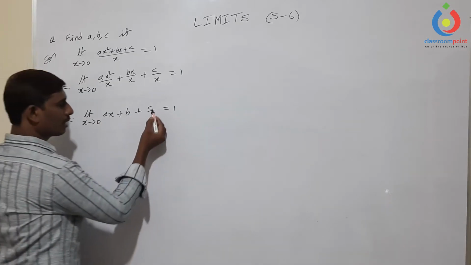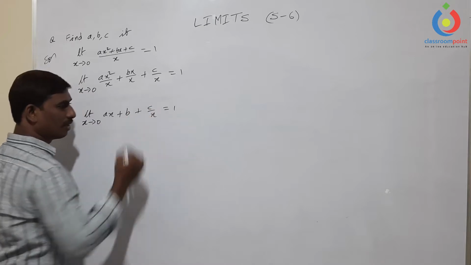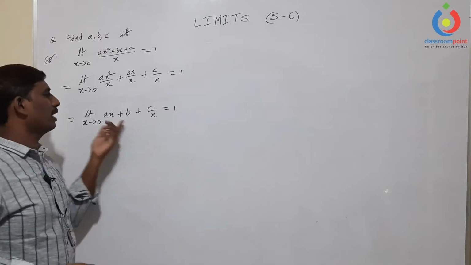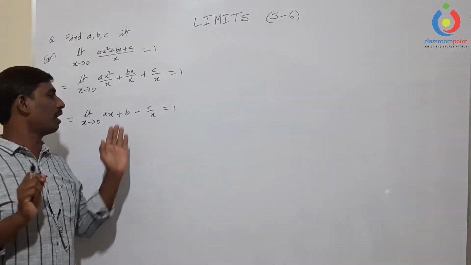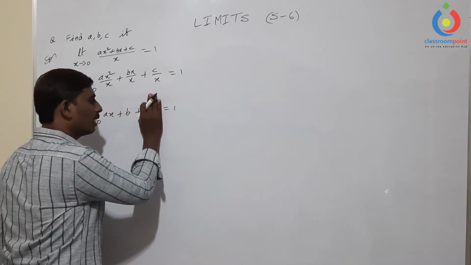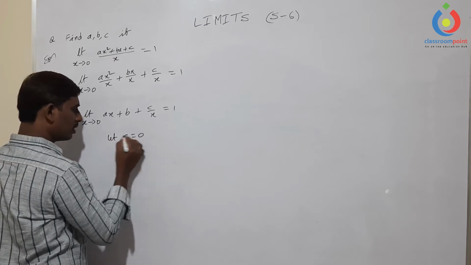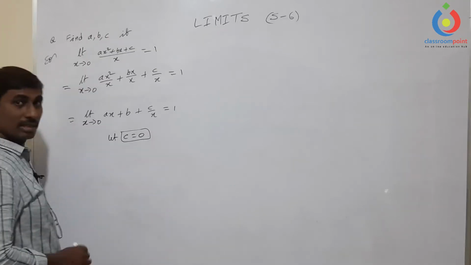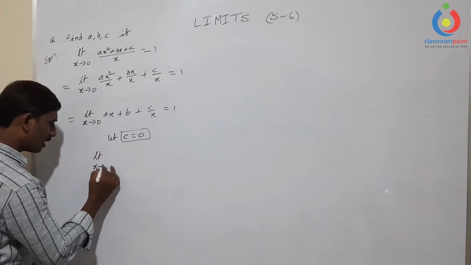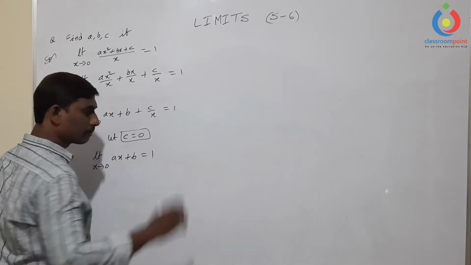So what we get here, in the place of x we are applying 0, then we get infinity. If it is not there, then automatically we get something. Here we will not get infinite, first point. So this is not here. How to get not here? Simple thing. Let us consider c value is 0. C is 0. Then what is the remaining? Limit x tends to 0, ax plus b is equal to 1.